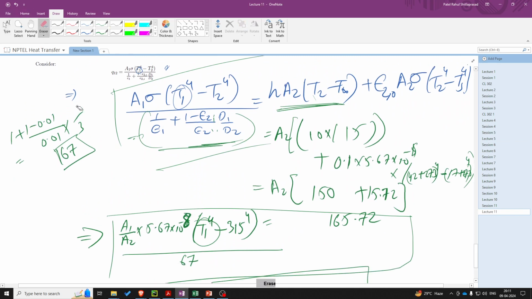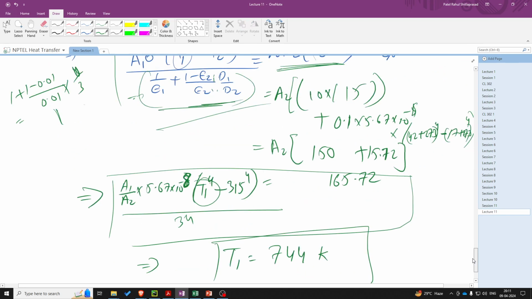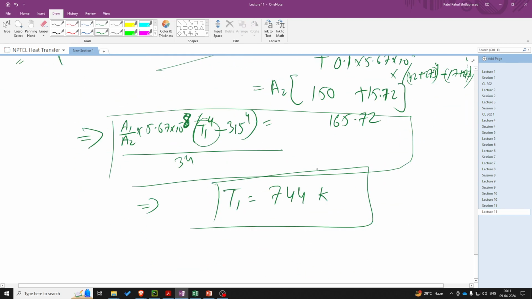So over here I had made a mistake. It should be 1/3. So yes, you can try solving this, and ultimately this will become 34. So if you solve this, as mentioned in the steps, the value of temperature will be equal to 744 Kelvin.